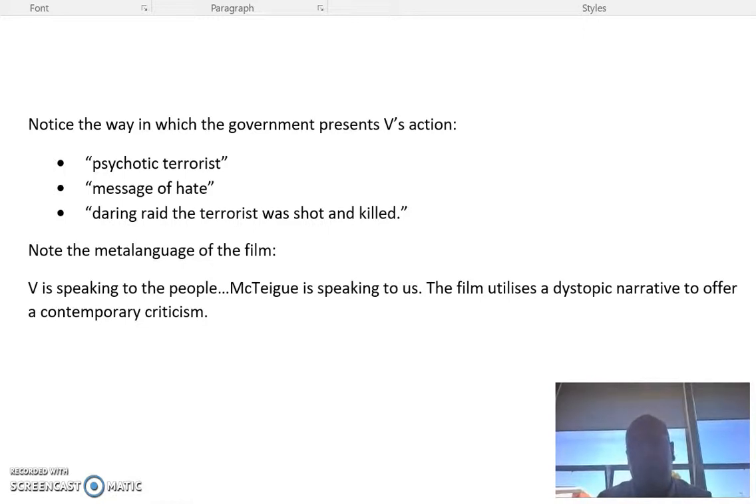The film is a call for action. It looks at both sides of an issue, but it firmly takes a stand, which is in favour of the importance of freedom and individuality, okay? Remember, as we say, the film utilises a dystopic narrative to offer a contemporary criticism of fears at the time that people were handing over too much control to governments as a result of fear about terrorism.